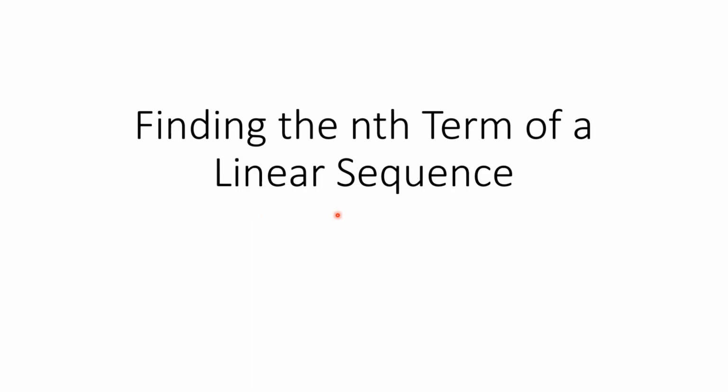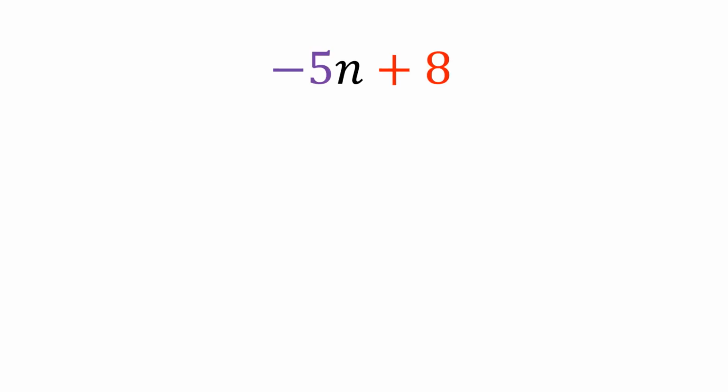So again, a linear sequence is a sequence that goes up by the same amount each time, or indeed down by the same amount each time. Here is an example of a linear sequence, or the nth term of a linear sequence.